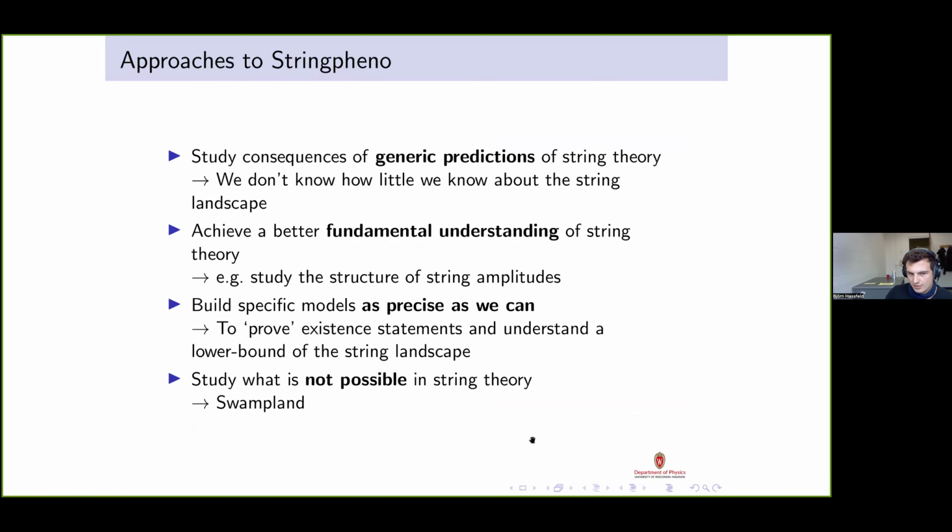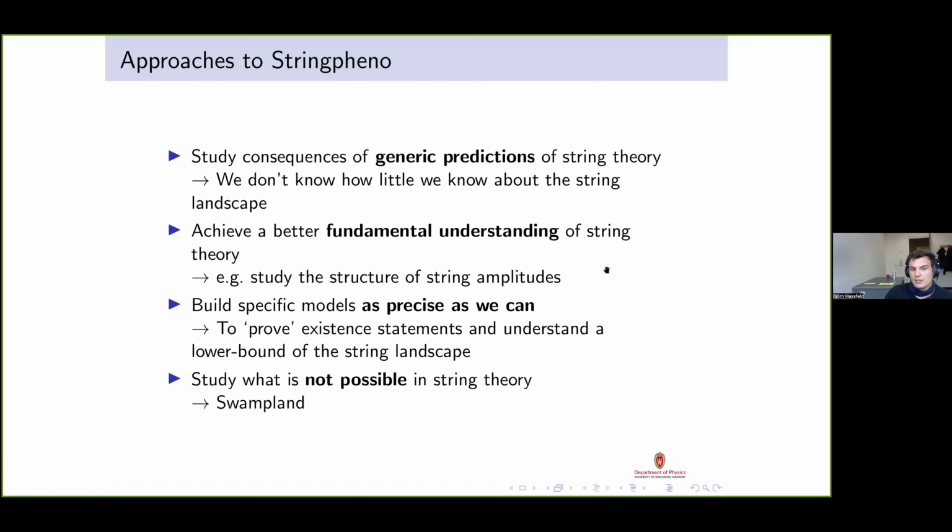So if you ask either of these guys, what do people do in string pheno, or what can people do? Either of these guys would come up with a list of this form. So if you want to make progress in string pheno, you can try to use the generic predictions of string theory and derive the consequences, whatever it is. But it's of course very challenging because we don't know so much about the string landscape. And in fact, we don't even know how much we know about the string landscape.